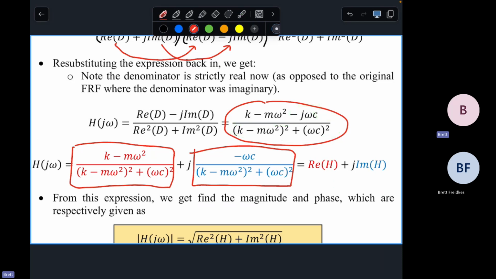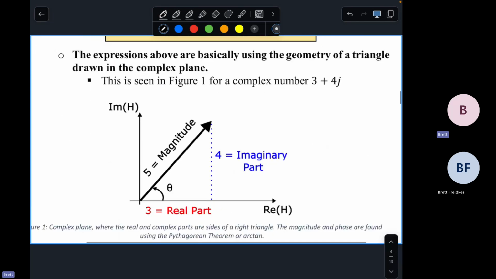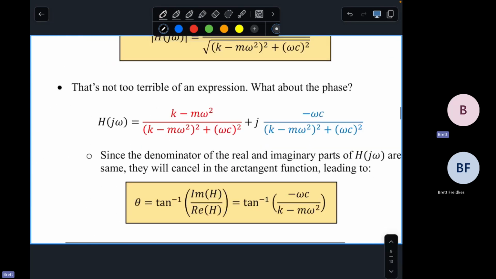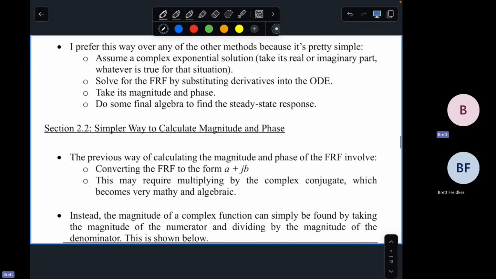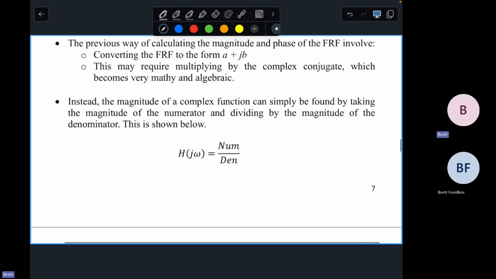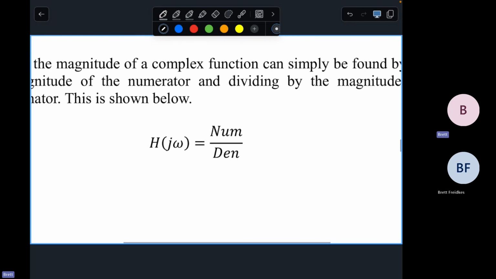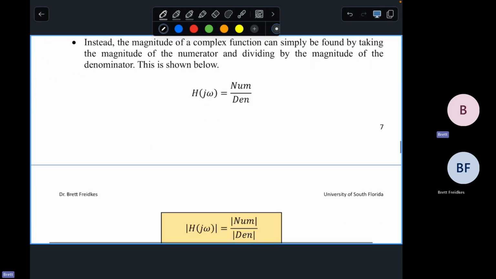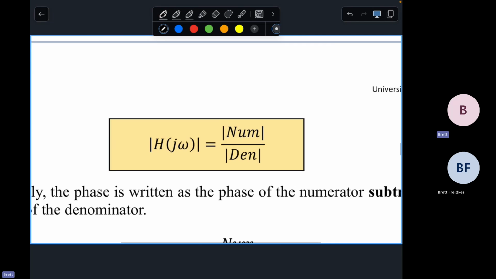So what's the trick that we talked about? What's another way I can find the magnitude? The magnitude of the numerator divided by the magnitude of the denominator. We'll come look at this in a second, but it's a simple way to calculate magnitude and phase. I have a whole section on it. If you have this as some numerator over a denominator, I can find the magnitude of the numerator on its own divided by the magnitude of the denominator.